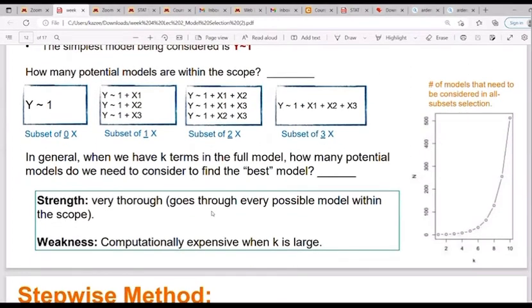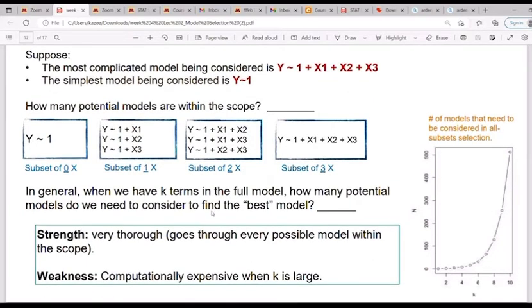So in general, when we have k terms in the full model, the question is: how many potential models do we need to consider to find the best model? The k terms actually means, here we have k equal to 4, for instance. K is the number of regressors. When you take a look at this, k equals 4, but p equals 3. So p is the number of independent variables. I just wanted you to see the difference between k and p.